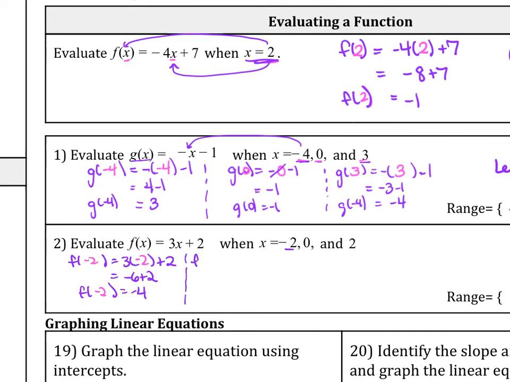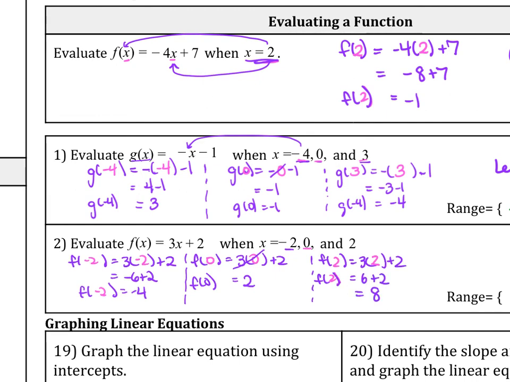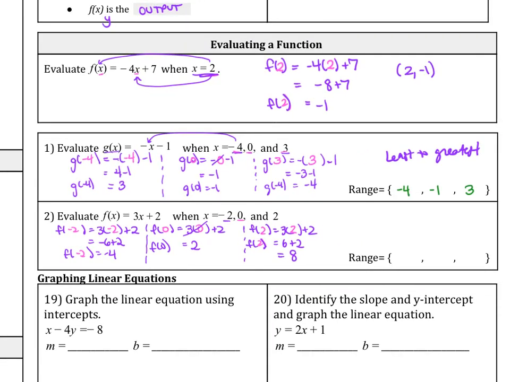Now let's plug in f of 0. We plug in 0, we get 3 times 0 plus 2. So this goes away, and f of 0 is 2. The last one, f of 2 equals 3 times 2 plus 2. 3 times 2 is 6, plus 2. So the answer is 8. Now we list it. In this case, it is in order for us: negative 4, 2, and 8.